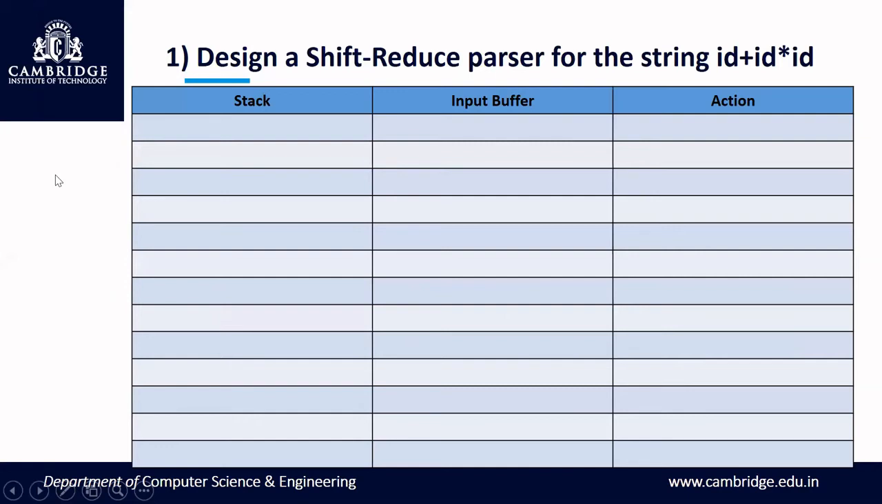Fine. Here I have taken an example to design a shift reduce parser for the string ID plus ID into ID. Okay. So we'll start with this example now. Fine. So what are the four different operations that are performed by a top-down parser, bottom-up parser? It is shift, reduce, accept, and error.